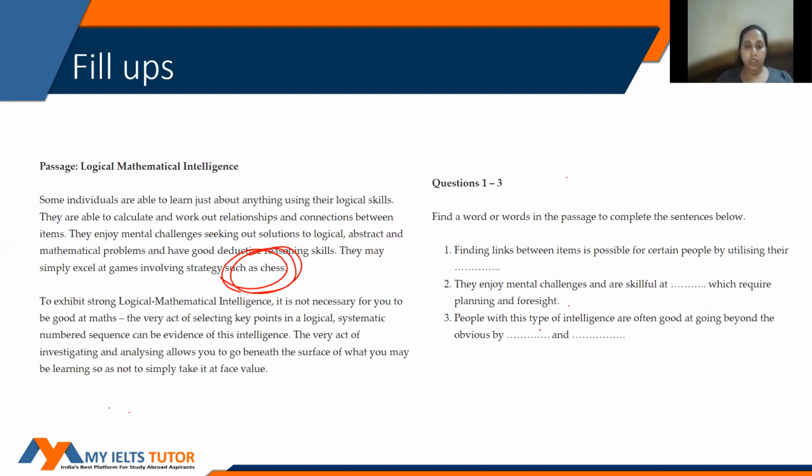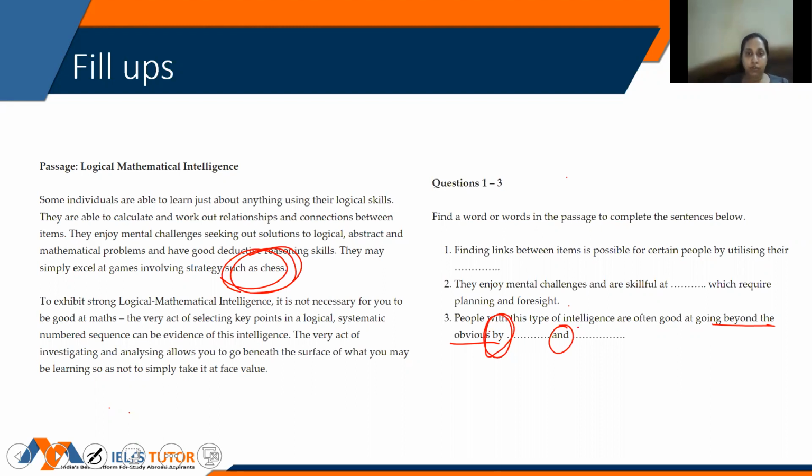Now next question. This is an "and" question. And means two things are mentioned, connected with what? People with this type of intelligence are often good at doing beyond obvious. They are good at doing beyond the obvious by, again a preposition, by dash and dash. By using what?